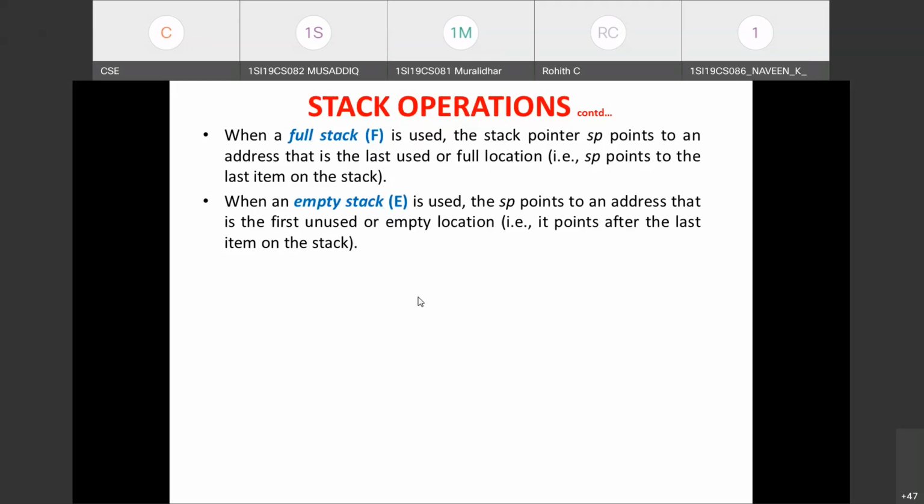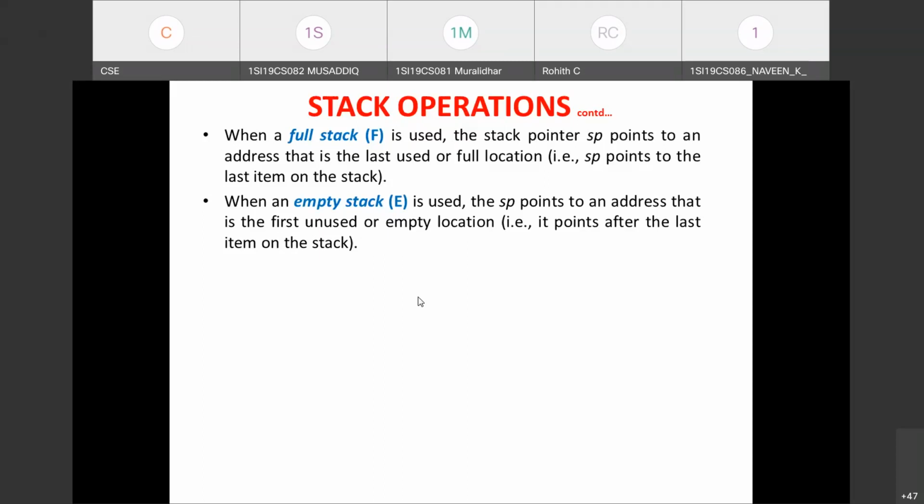Hope these four terminologies are clear: ascending stack, descending stack, full stack and empty stack. A combination of these, whether you are selecting ascending or descending, full stack or empty stack. So with these four letters, we are having four different addressing modes for stack operations.